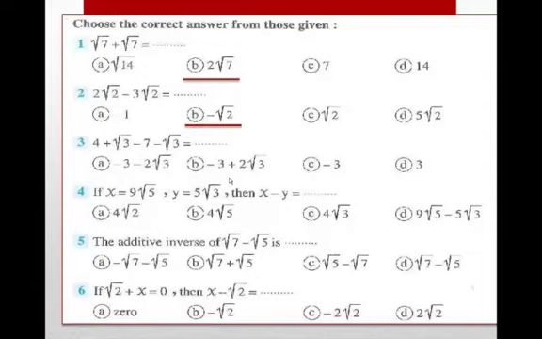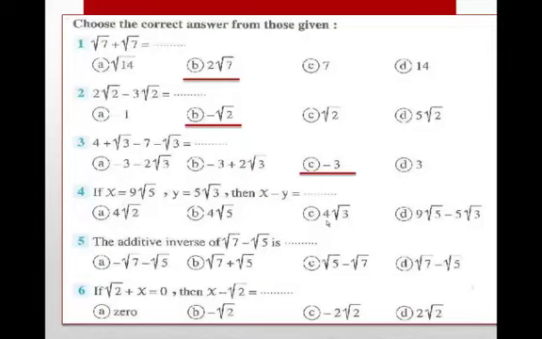4 plus root 3 minus 7 minus root 3. In this example we add the two numbers and the two roots. 4 plus negative 7 is negative 3. Root 3 minus root 3, a number and its additive inverse, equals 0. So the result becomes negative 3.